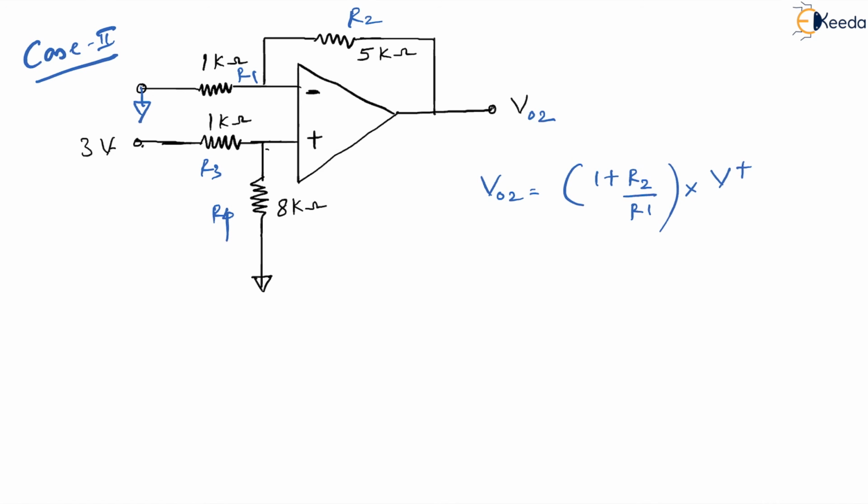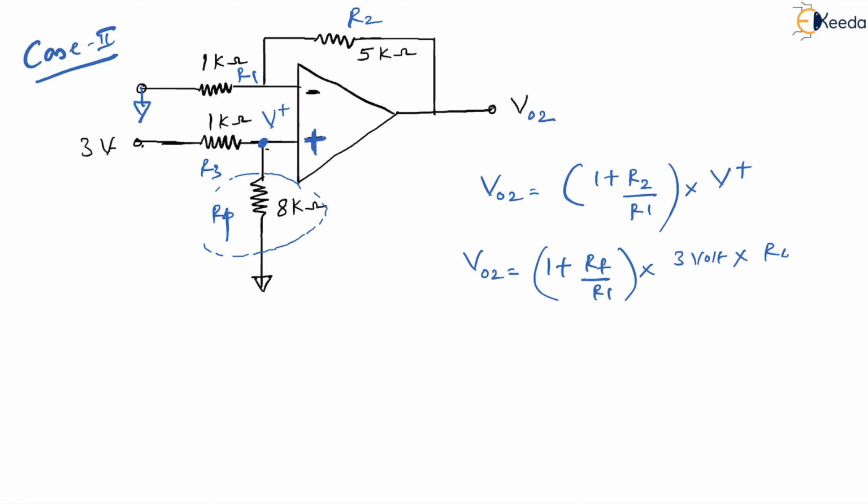multiplied by V plus. What is V plus? Once again, V plus is this voltage. When it comes to the non-inverting terminal, please never forget that V plus is the voltage across R4, and the voltage across R4 needs to be calculated by using the voltage division rule. So V02 is equal to 1 plus RF by R1 multiplied by V plus, which is nothing but the total voltage, 3 volt, multiplied by R4 upon R3 plus R4. This is how we are supposed to calculate this.